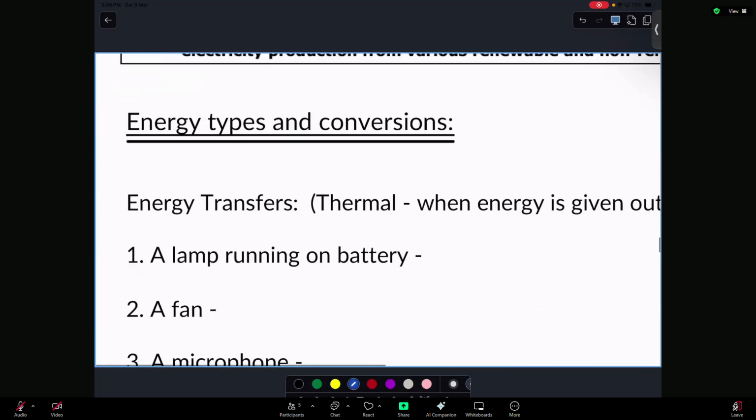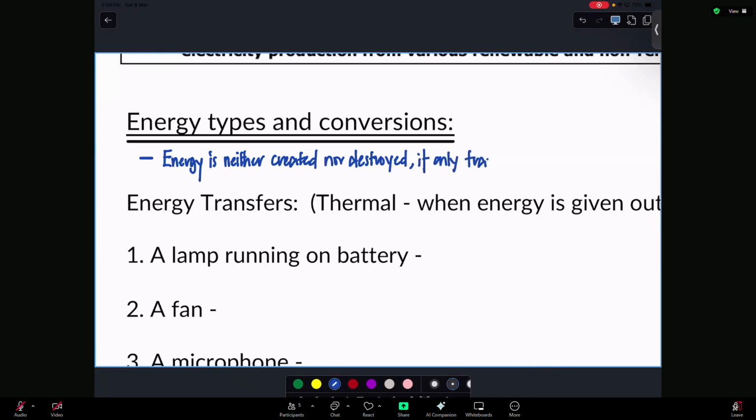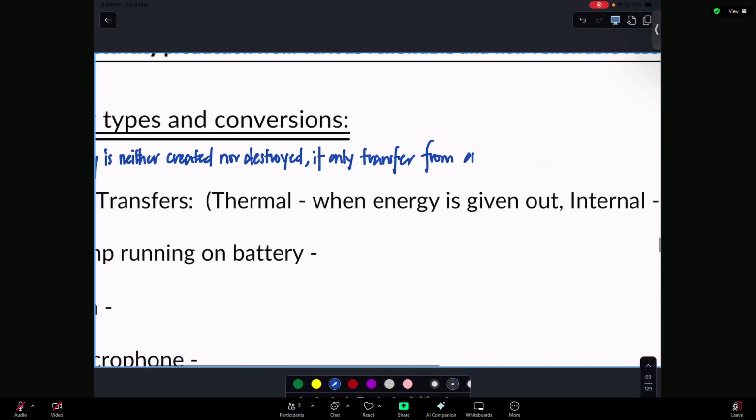It's called the law of conservation of energy. What does the law of conservation of energy state? Right, energy can neither be created. Energy is neither created nor what? Right. So what happens then? It only gets transferred from one form to another, okay? It only transfers from one state to another.